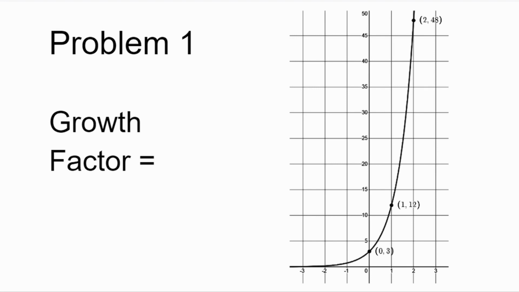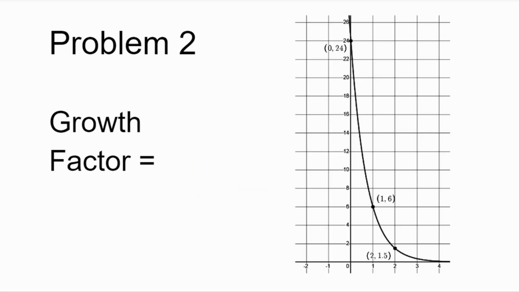Taking a look at our points, how do I go from a height of 3 to a height of 12? That's going to be a jump of times 4. Does this pattern work for the next point? How do I go from a height of 12 to a height of 48? That's also going to be a jump of times 4. Since I'm repeatedly multiplying by times 4 to get from one point to the next, this has a growth factor of 4.